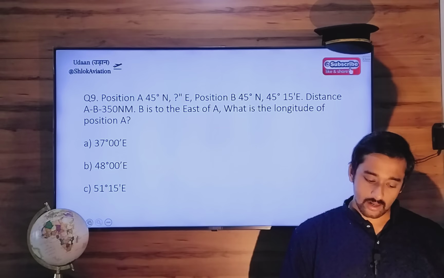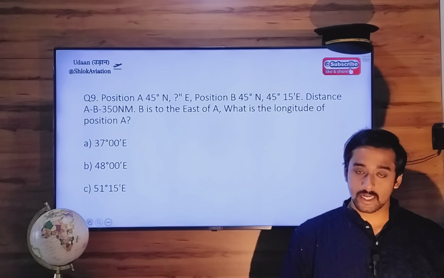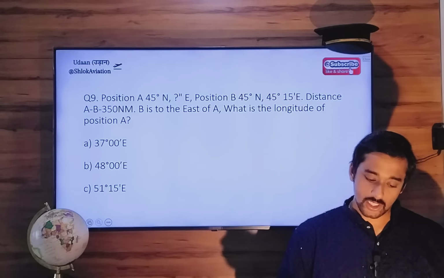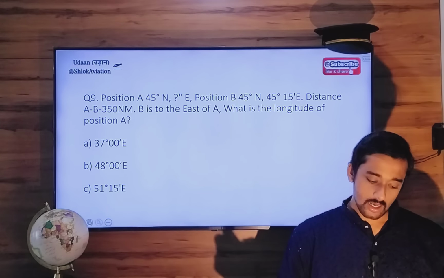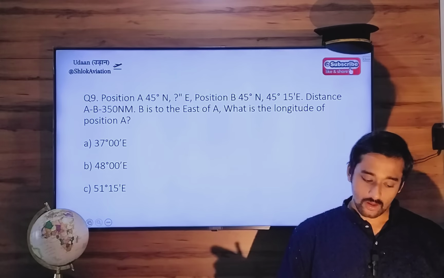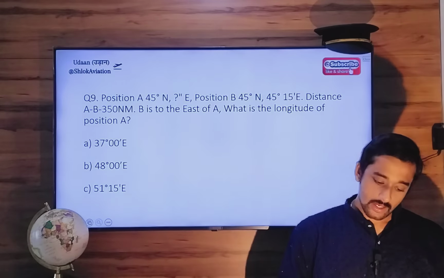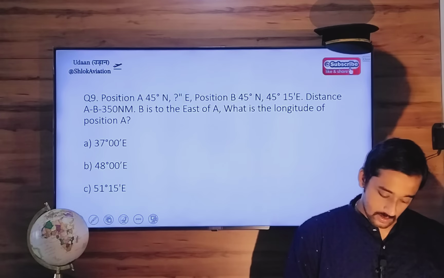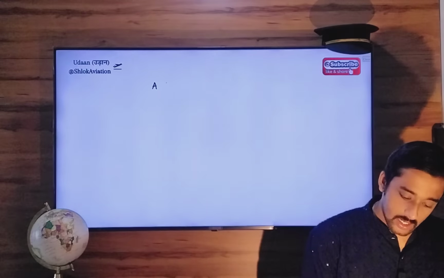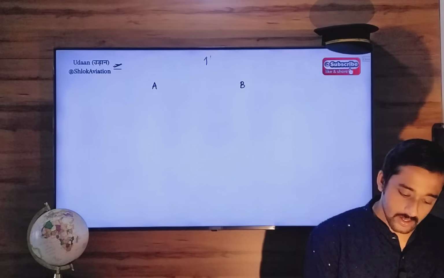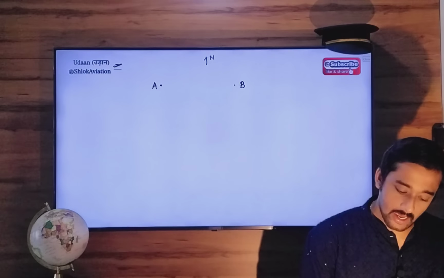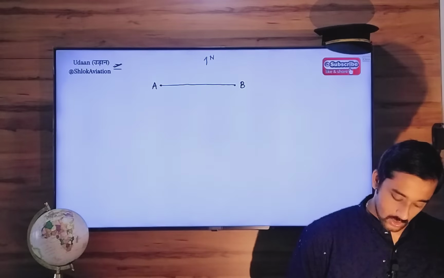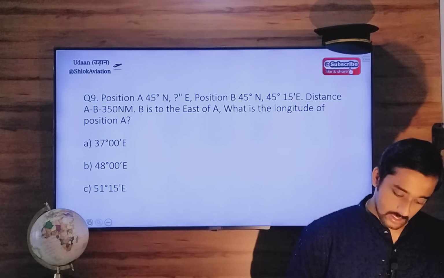Position A latitude is given to you. Position B, latitude and longitude. The distance between them is 350 miles. B is to the east of A. What is the longitude of position A? Here we have been directly told that B is to the east of A. So A is here, B is to the east of it. The distance between A and B is a total of 350.